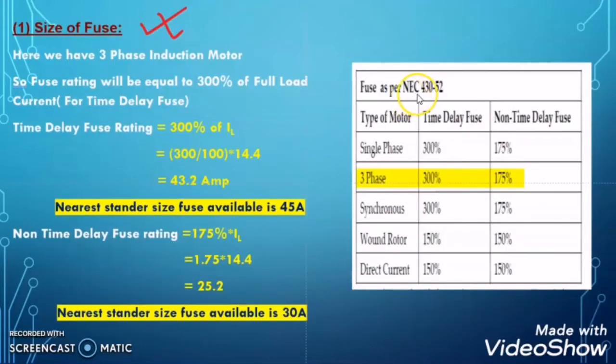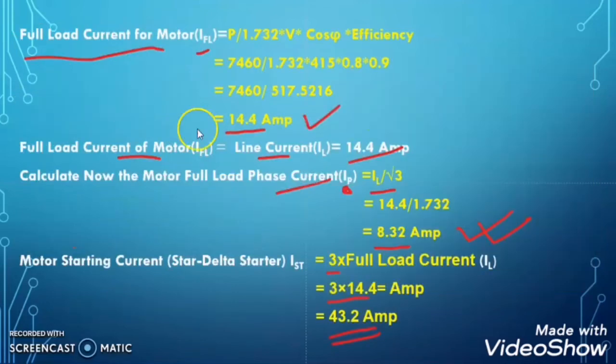As per the NEC 430.52 standard, if the fuse is time delay type, then the fuse rating will be 300% of full load current. And if the fuse is non-time delay type, then the fuse rating will be 175% of full load current. So as we calculated in our previous step, the full load current is 14.4 ampere for the motor.